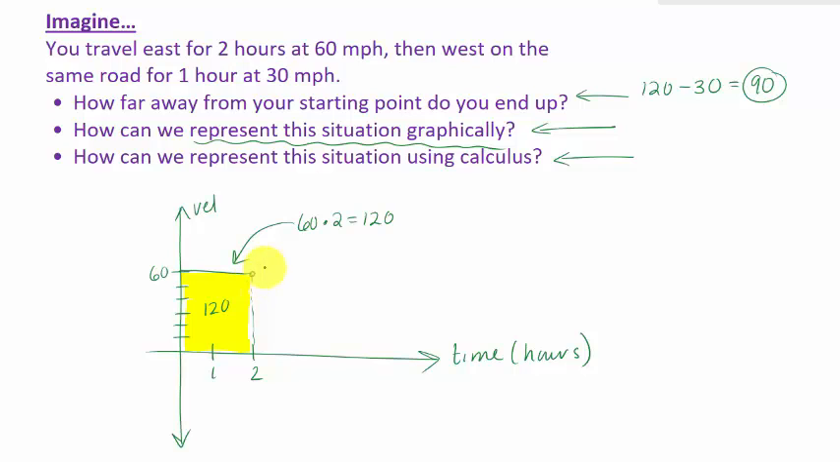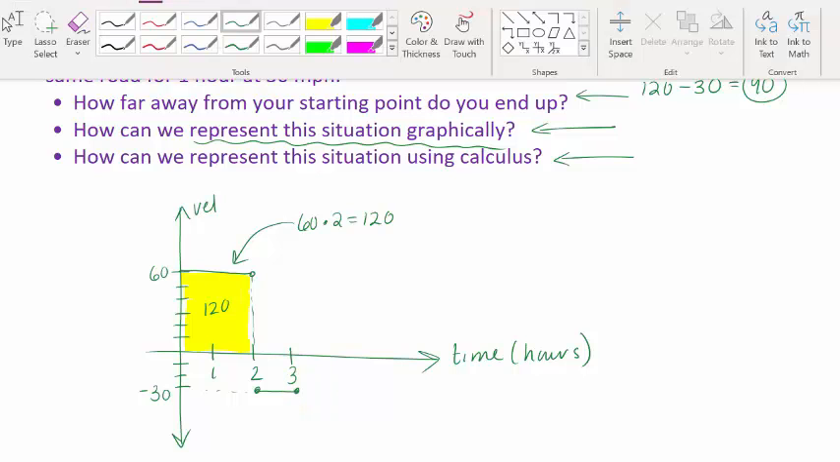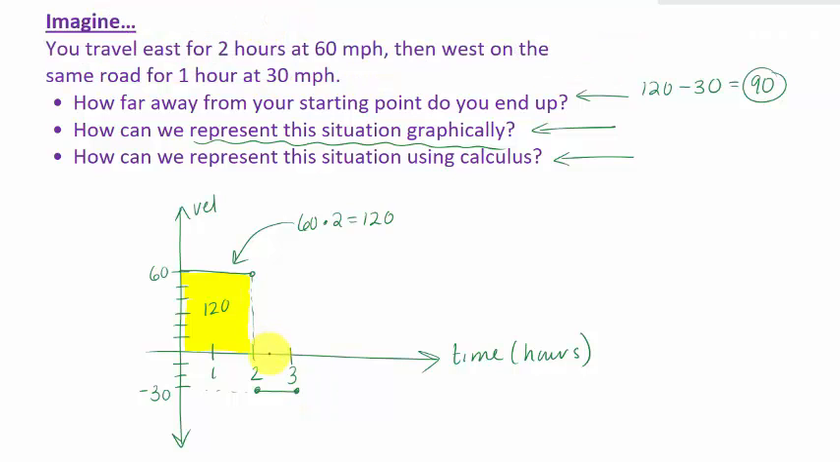Now, if we're going back in the other direction at 30 miles per hour, we need to think of that as a velocity of negative 30 because we are going back the opposite direction. So if east is positive, then west would be negative. So we're going to go to negative 30, 10, 20, 30. And from hour 2 to hour 3, we're going in that negative direction. And if you always think about the area as the space trapped between the x-axis and your curve, that's going to be the area you're going to compute.